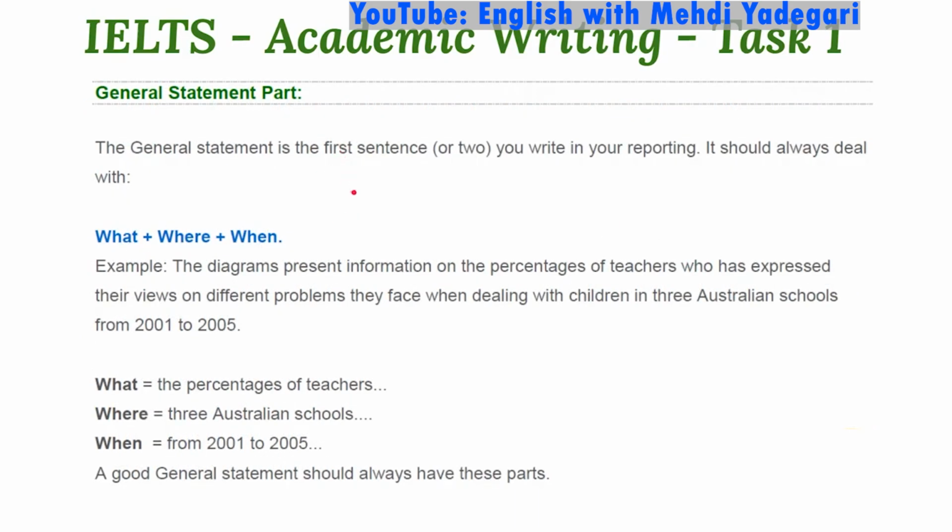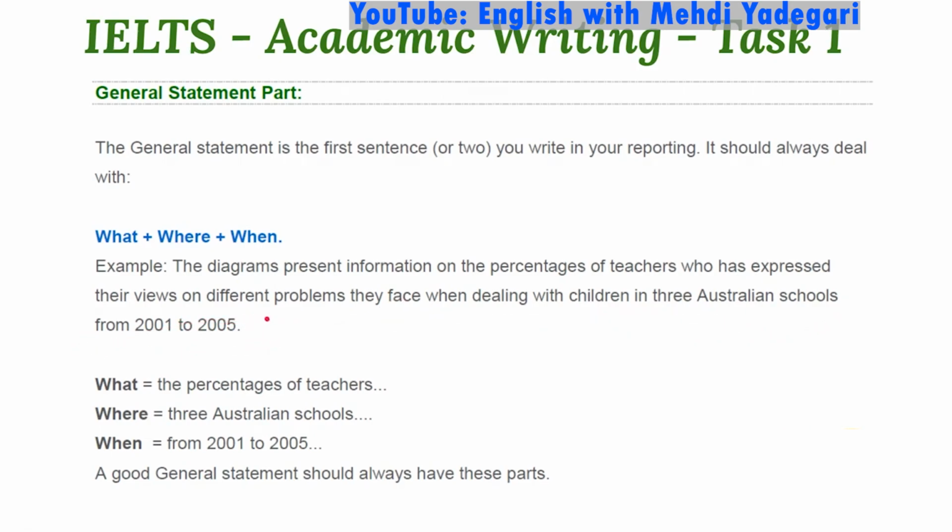Right after you're finished with the paraphrasing, you're going to have to take care of something that is called a general statement or general trend. The general statement is the first sentence or two sentences you write in your reporting. It should always deal with what it is, where it is, and when it is. So, like the example here is the diagrams present information on the percentages of teachers who have expressed their views on different problems they face when dealing with children in 3 Australian schools from 2001 to 2005.